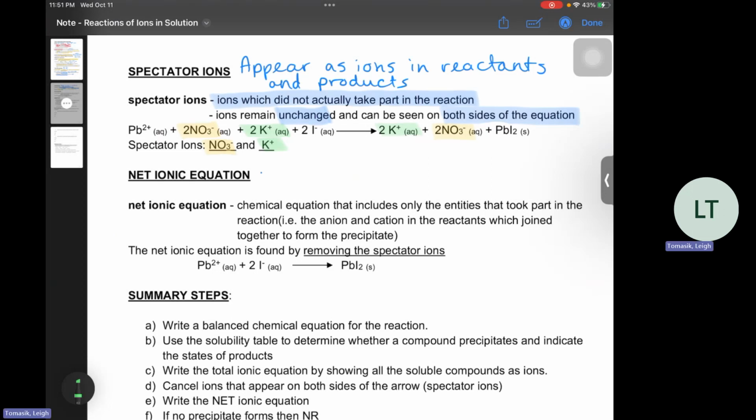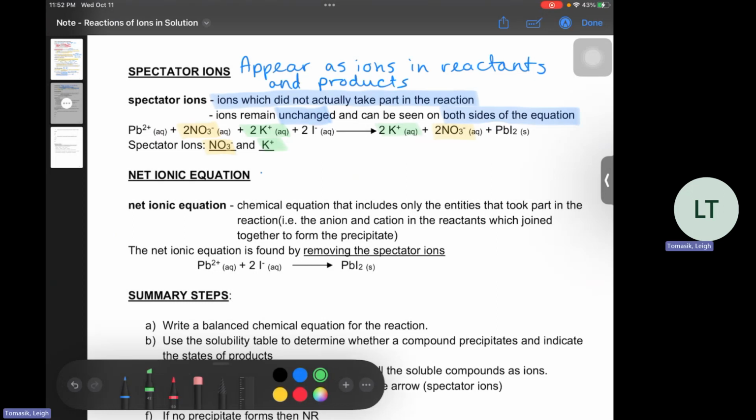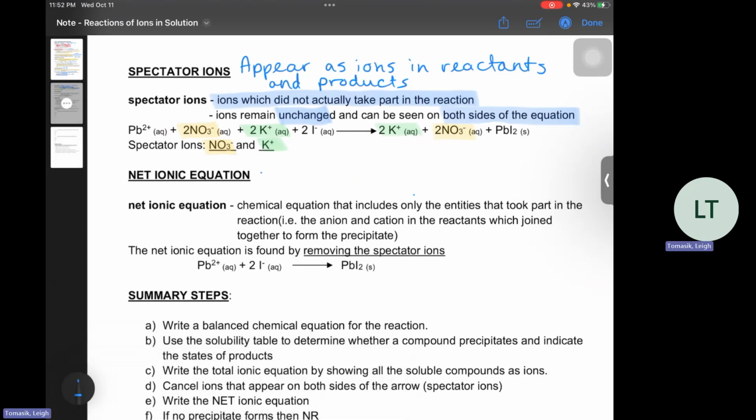Okay, so we can identify the ions that do react and the ions that don't react. The ions that do react end up in the precipitate. The ions that don't react end up just the same as before, right? So these guys did not react.